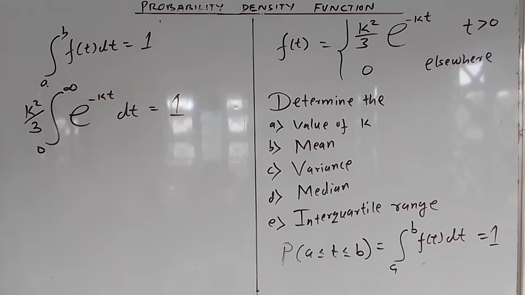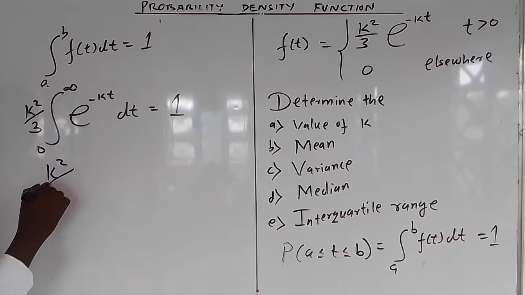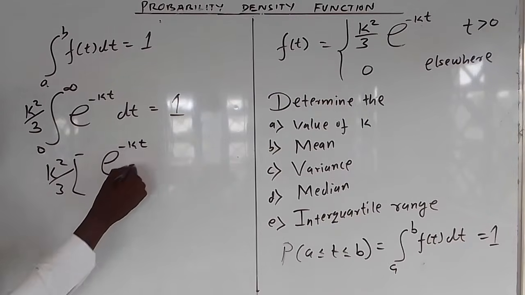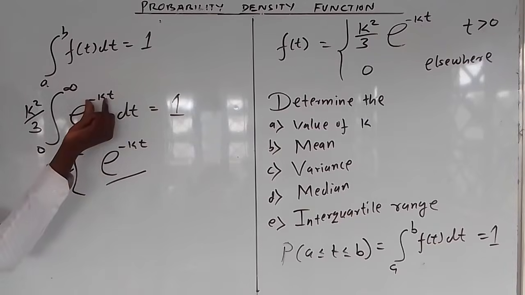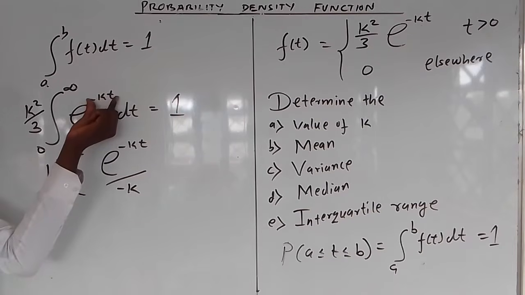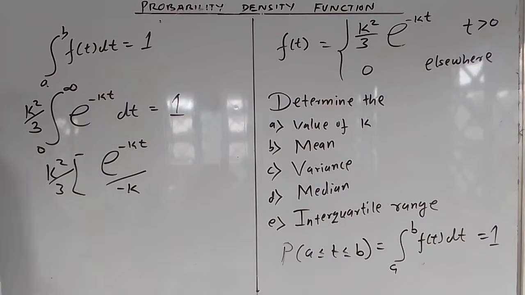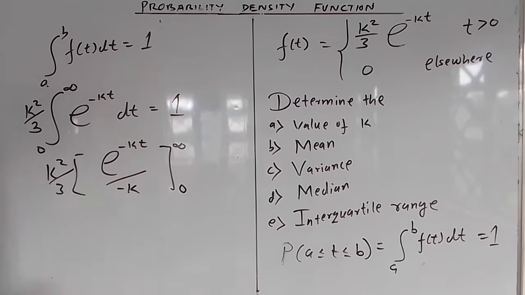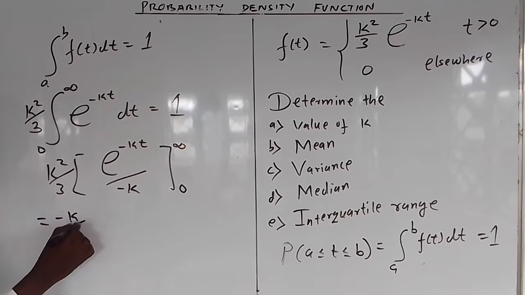So you start. Here we have k squared over 3. If you integrate an exponential function, it remains the way it is, isn't it? Then you divide by the constant of the inner function, which is negative k, meaning if you differentiate minus kt, you get negative k, because t is the variable. Do you see that? Are we together? Negative k. Then you put your limits from 0 to infinity. I remove the constant outside. k squared divided by k, so you remain with negative k over 3.